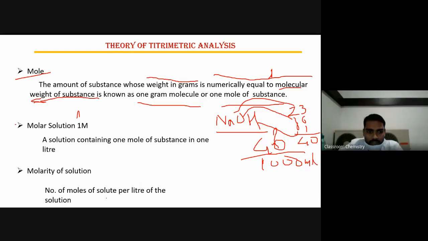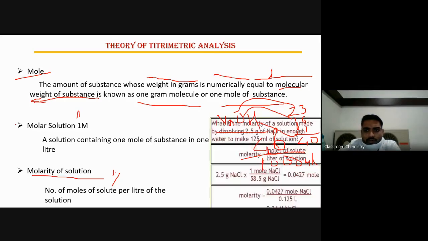Now we go to the next definition, that is molarity of solution: the number of moles of solute per liter of solution. Here we take different types of solute. If we want to prepare NaOH solution, then the solute is NaOH; for HCl, the solute is HCl; for KOH, the solute is KOH. The number of moles of solute per liter of solution. Here I explain one example.